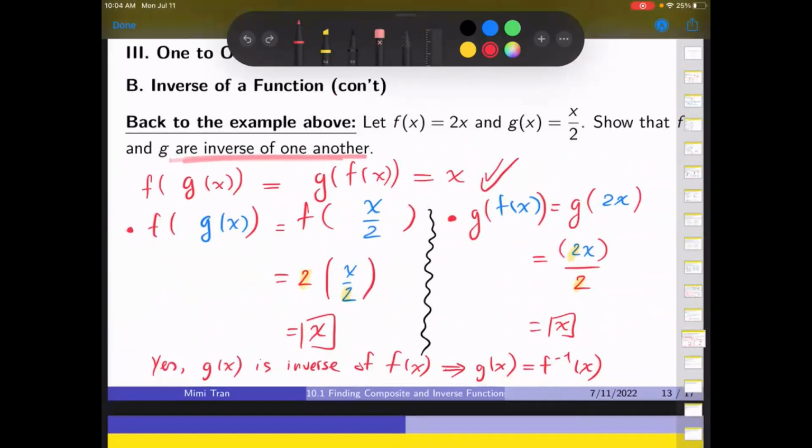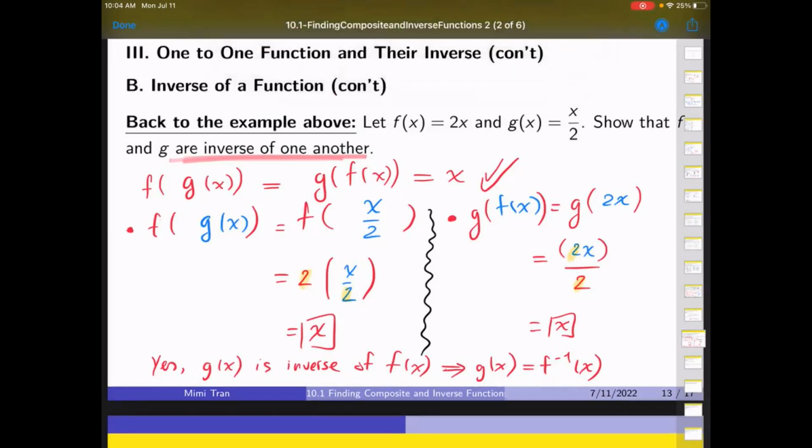So that means, remember at the beginning you had this part called composite function. If you put one function into another, and you switch them around, your final result will be x. That proves the two functions are inverses of one another.